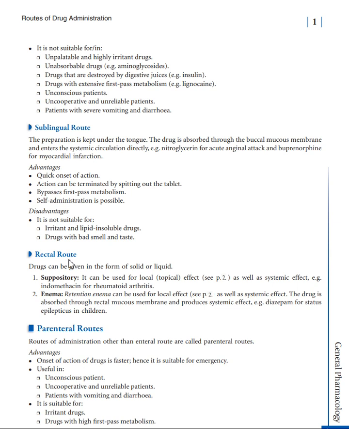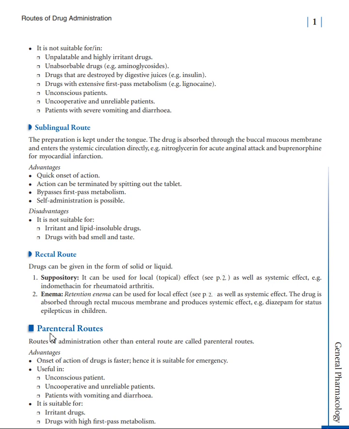Coming to the third subclassification, the rectal route. As we have talked about in the topical, you again have enema and suppositories. Suppositories are in solid form for local topical effect as well as systemic effect. Example, indomethacin for rheumatoid arthritis. Then you have enema. You have two types of enema, evacuant and retention, of which the retention enema is used for systemic effect. Example, diazepam for status epilepticus in children.